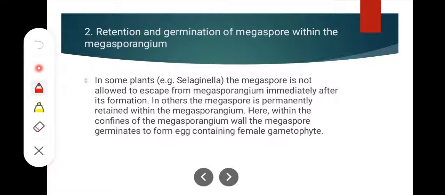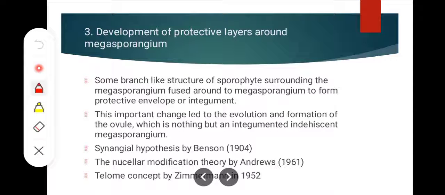The second point about the evolutionary trend is the retention and germination of the megaspore within the megasporangium. In some plants, the megaspore is not allowed to escape from the megasporangium immediately after its formation, and is permanently retained. Within the megasporangium wall, the megaspore germinates to form the egg-containing female gametophyte. The third point, which you can see in the previous diagram, is that some branch-like structures of the sporophyte surround the megasporangium and fuse with it to form the protective envelope, or integument, that is this.